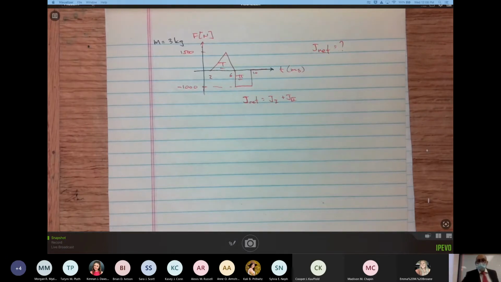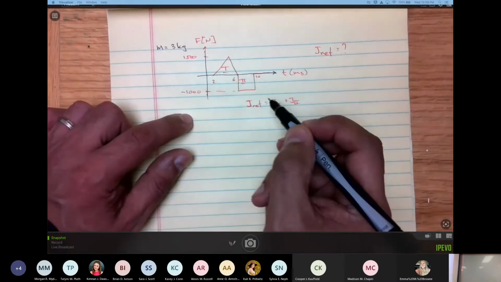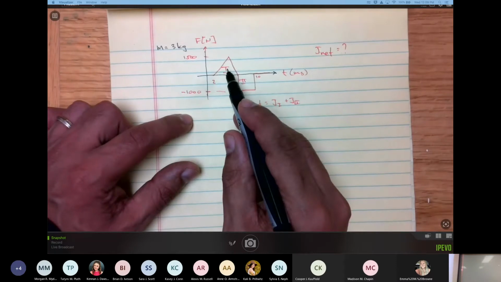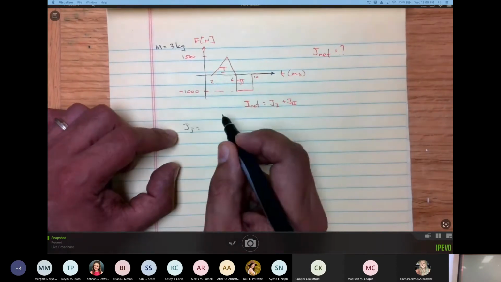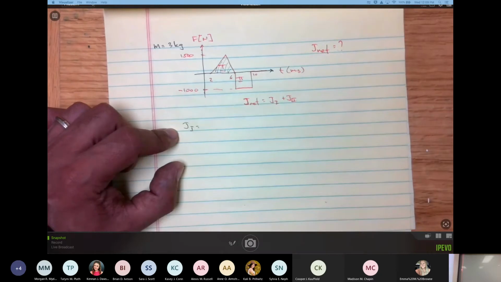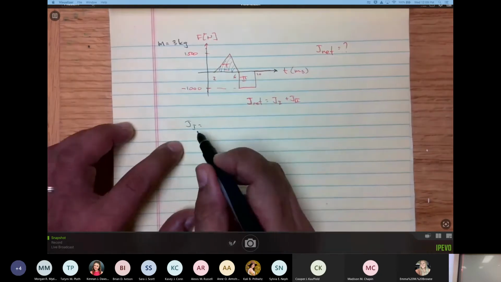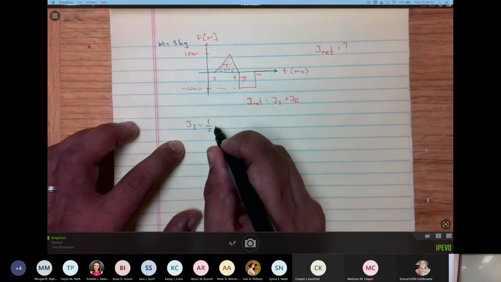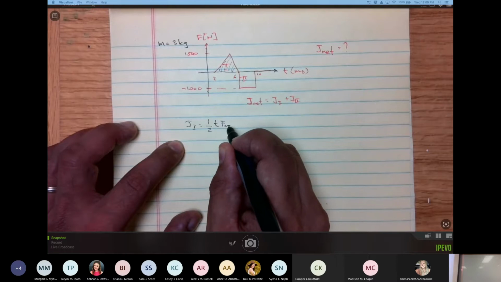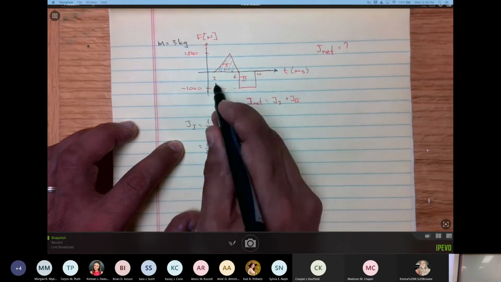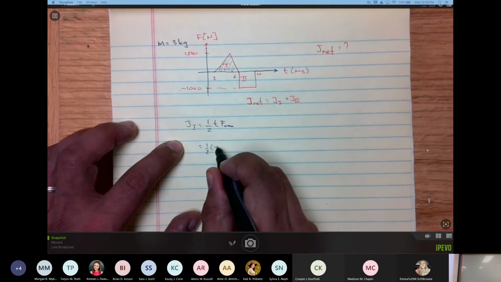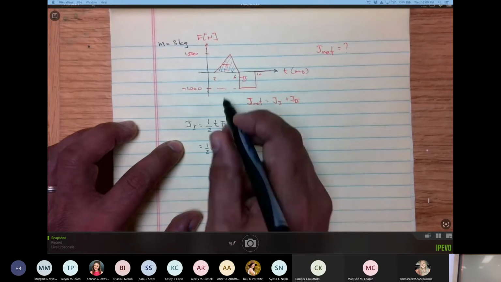So what I'm going to do basically is just add the areas under the curve. The impulse for the first section is going to be the area under this curve, and because the curve has the shape of a triangle, the impulse for the first section is going to be 1/2 of the time times the maximum force. So this will be 1/2. The time is 4 milliseconds, so that will be 4 times 10 to the minus 3. And the maximum force is 1500 newtons.